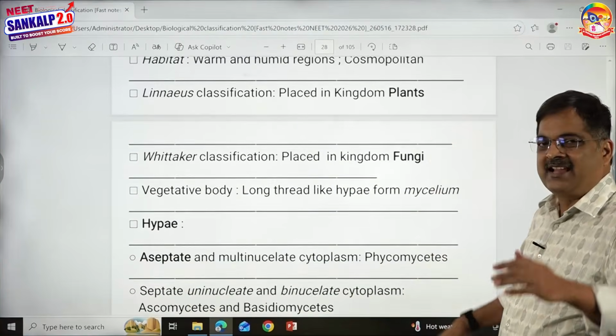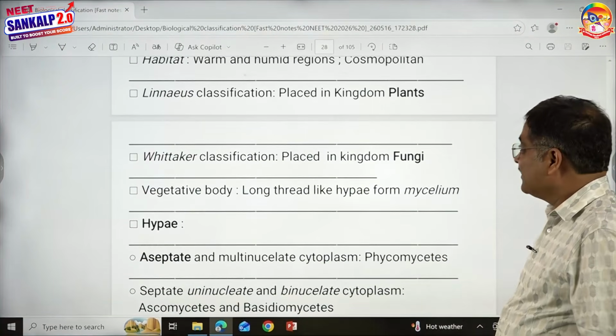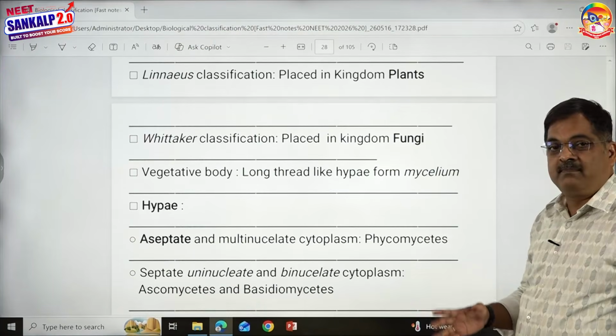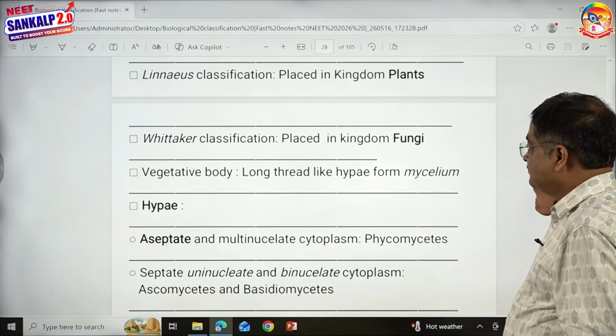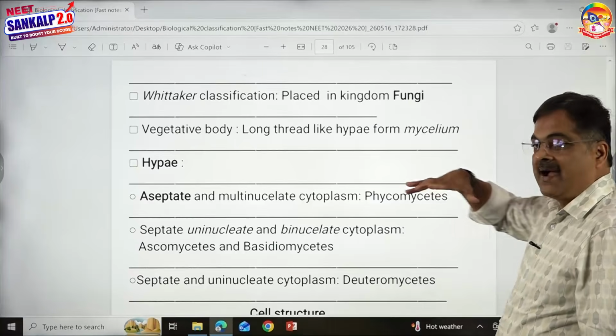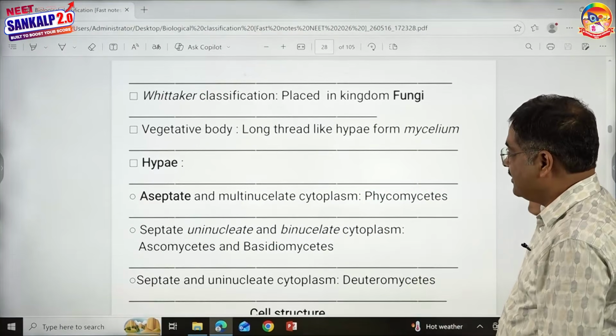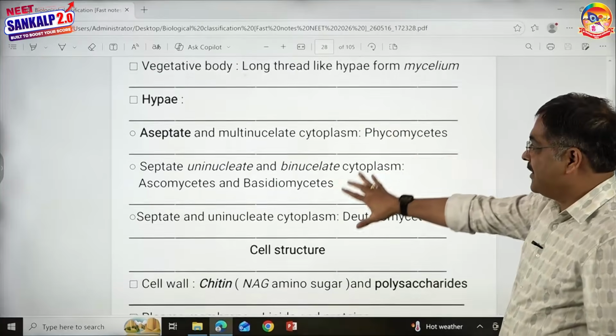Linnaeus placed it in kingdom Protista. Whittaker classification placed it in kingdom Fungi. We'll start with the simple statements first. Vegetative body is mycelium, and the mycelium is made up of hyphae. Those branches are called hyphae. And how are the hyphae?